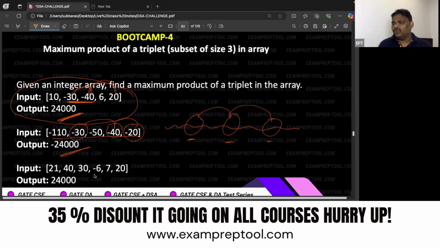Suppose almost all positive. If all positive, again same story: first maximum, second maximum, third maximum. Right? Then you have a combination of positive and negative. I think this is going to be tricky. So in the given array, find any three people whose product is maximum. That is our problem.